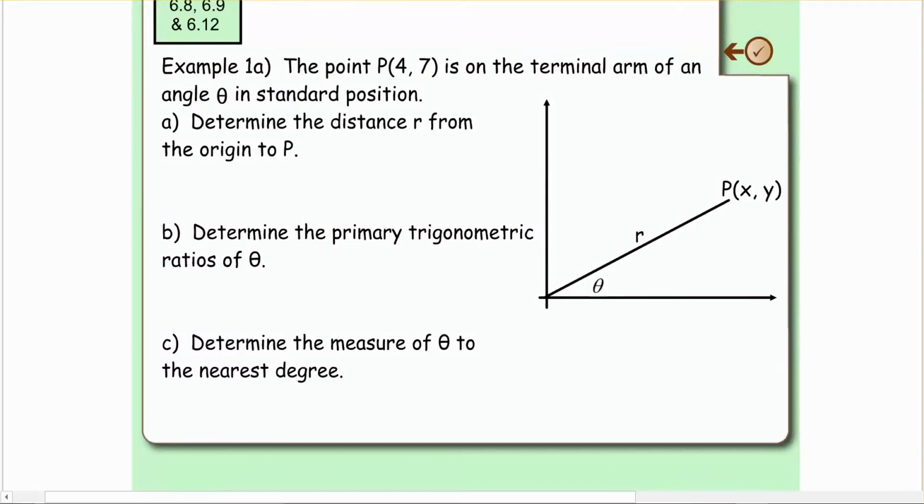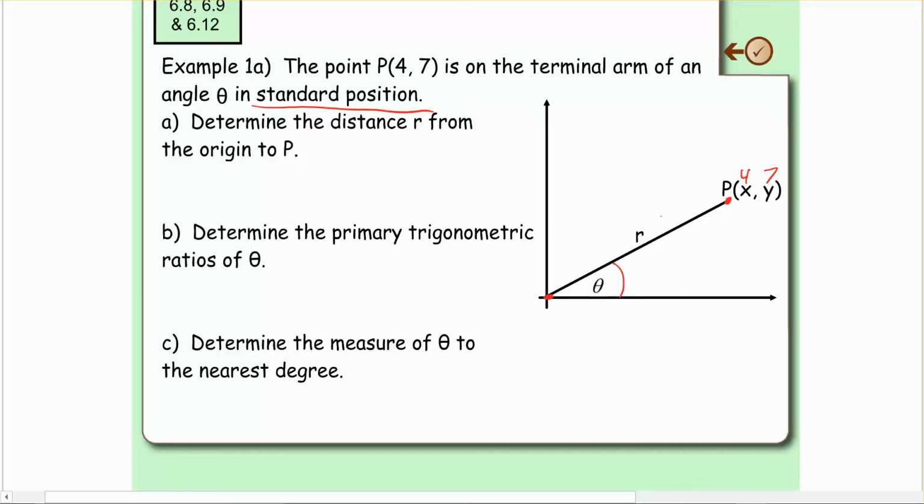Okay, so we're going to go through just a couple examples here. It says the point (4, 7). So this would be 4, and this would actually be 7 in that point there, right? Some point right there is on the terminal arm of an angle in standard position. So we're looking at it from the positive x-axis. That's what makes it standard position. It says determine the distance r, so the hypotenuse of a triangle, from the origin to P. So from here to there.